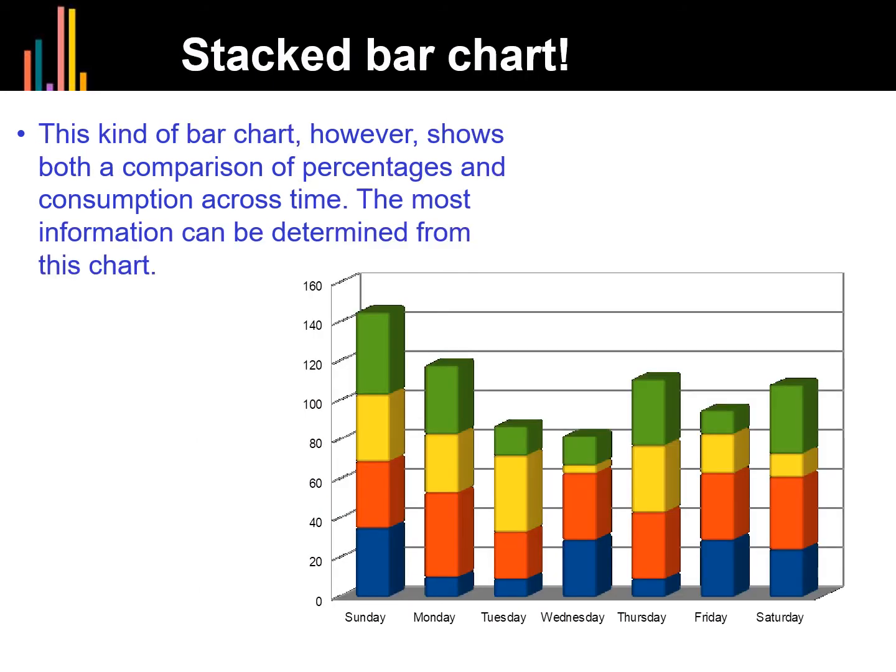But check this out. This is the best one. Look what happens when you do a stacked bar chart. This stacked bar chart shows you the total per day, so you can easily see which day consumes the most. And it also shows you which beverages are consumed the most each day as well. So a stacked bar chart really becomes the most helpful to help visualize the information.